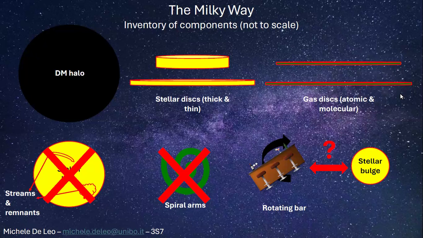But strangely enough, in most of the models commonly used to do orbital integration, also the rotating bar of the Milky Way is overlooked. And this is strange because it's been a few decades that we have convinced ourselves that the Milky Way has a rotating bar at the center.